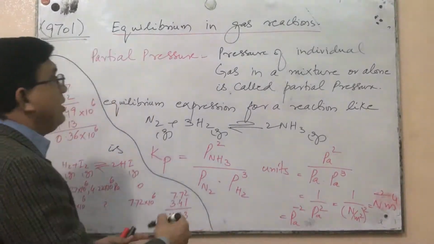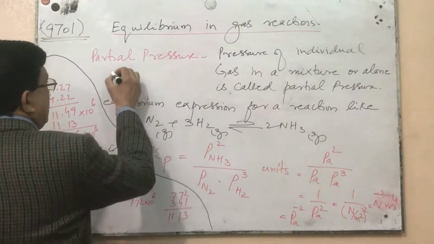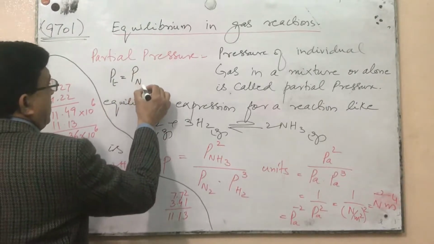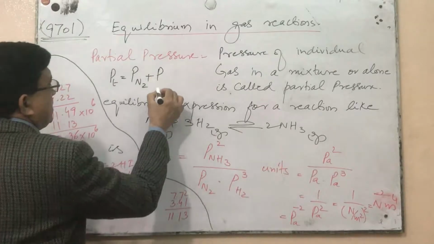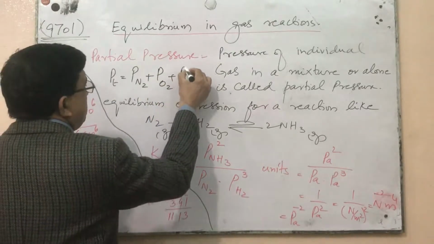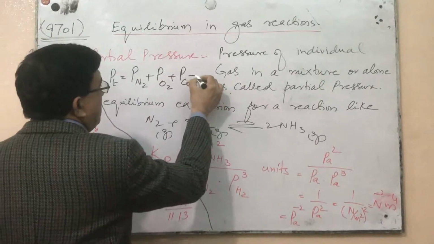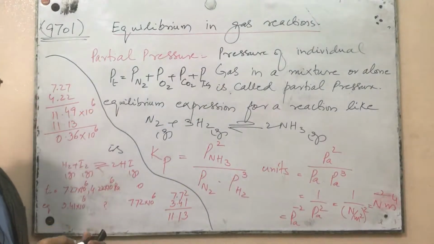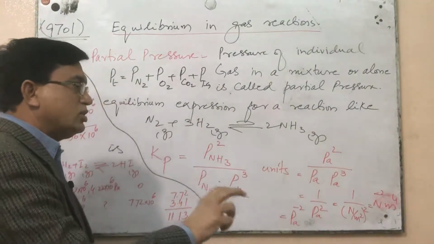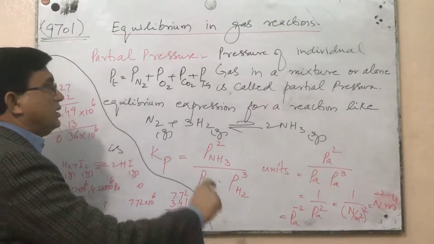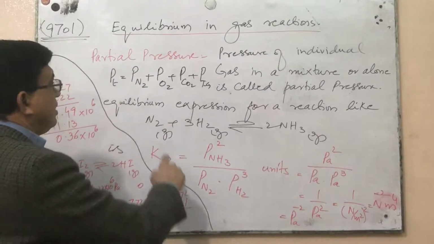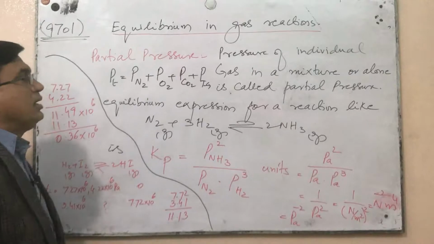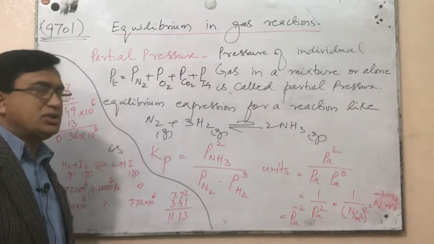pressure. We can write that PT, the total pressure, is equal to the partial pressure exerted by nitrogen plus the partial pressure exerted by oxygen plus the partial pressure exerted by carbon dioxide plus the partial pressures of trace gases, those gases which are present in a very minute quantity. Those gases also exert pressure, and each gas's individual pressure is called a partial pressure.